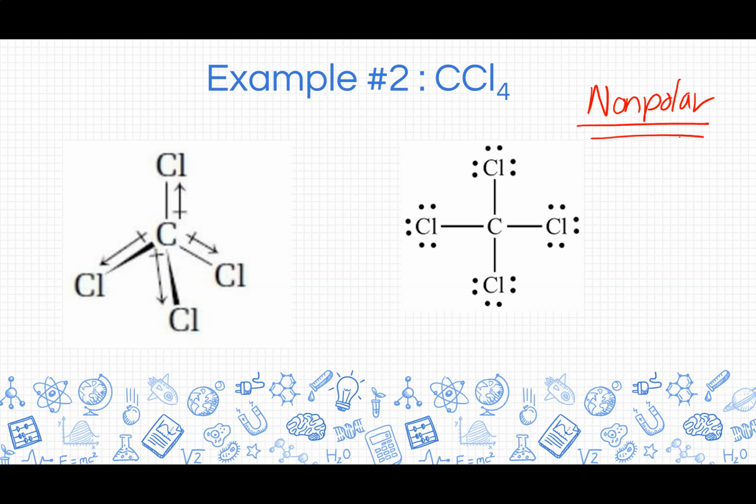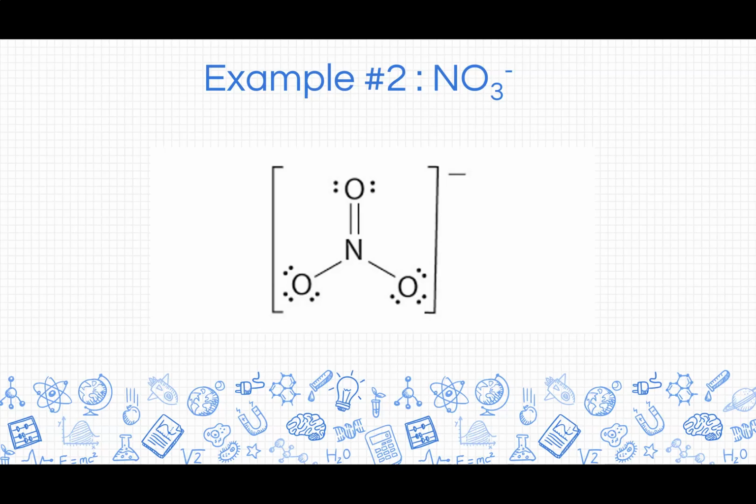So again, while there are individual bond dipoles, they actually all cancel each other out in direction, and therefore it is a nonpolar molecule. I actually find this one easier to see when I do it as a 2D drawing. Chlorine is more electronegative, so the dipole moment goes up and down. Those are going to cancel each other this way and this way. Those are going to cancel each other, so there's no overall dipole moment of a tetrahedral. It's going to be a nonpolar molecule.